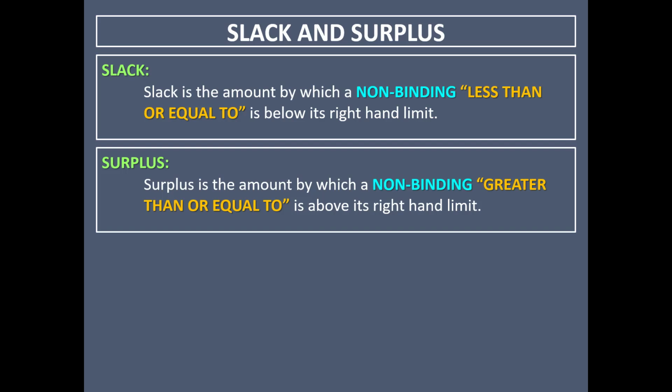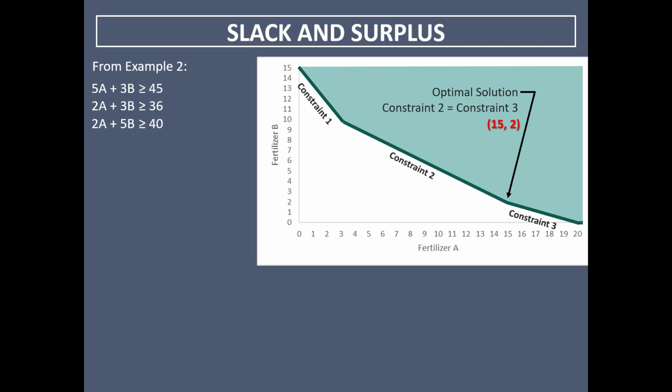So if we look at example 2, and we solved the optimal solution for this example, we found that we should be using 15 pounds of fertilizer A and 2 pounds of fertilizer B. We found that the optimal solution occurred at the intersection point between constraint 2 and constraint 3. So again, in determining what is a binding constraint and what is a non-binding constraint, binding constraints are constraints that exist at the intersection point of the optimal solution. And non-binding constraints exist away from the intersection point of the optimal solution.